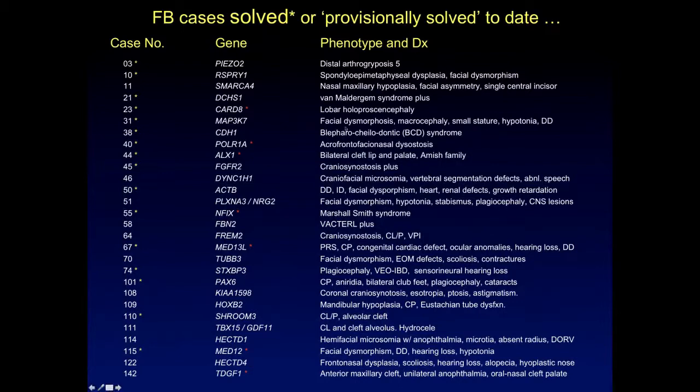And I'll talk about some of these in the next 5 or 10 minutes. I've talked about a couple that turned out to be genes already linked to unusual disorders, but which were known. One of those is POLR1A, another is NFIX. Then I'll talk about some newer cases that we've looked at.